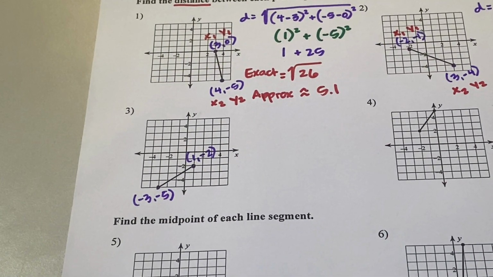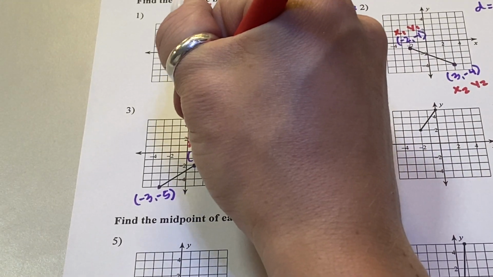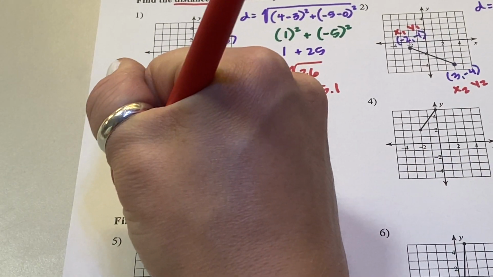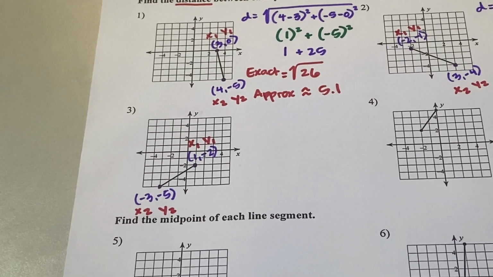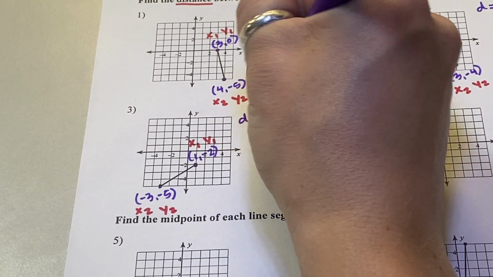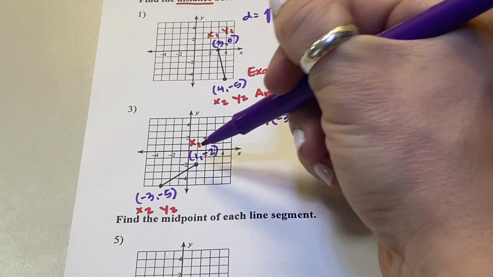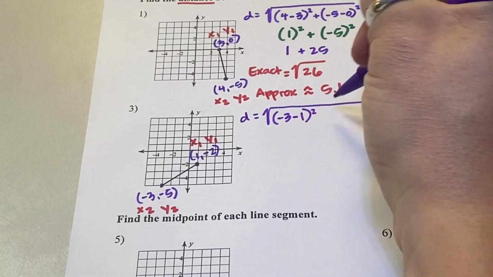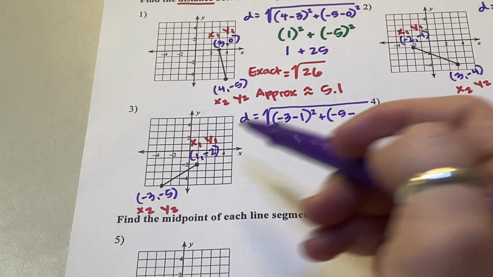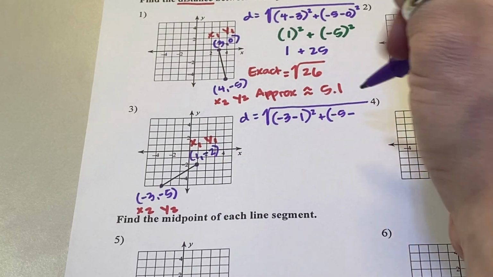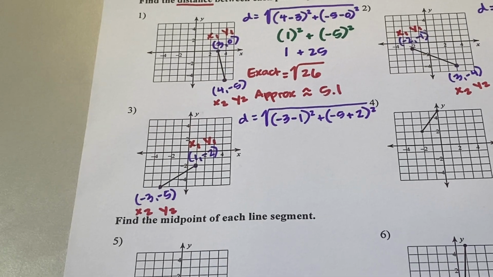Okay, your assignment might be really nice. You might not have to identify the coordinate points, but always good practice. So this one, I'll make my x1, y1. This one, my x2, y2. Okay, let's plug it in. Distance equals the square root of x2, negative 3, minus x1, positive 1, plus y2, negative 5, minus y1, which is a negative number, which means we are going to end up adding it. Subtracting a negative means we are adding.